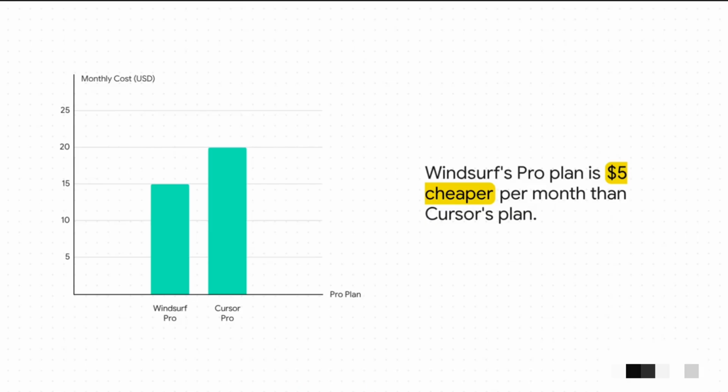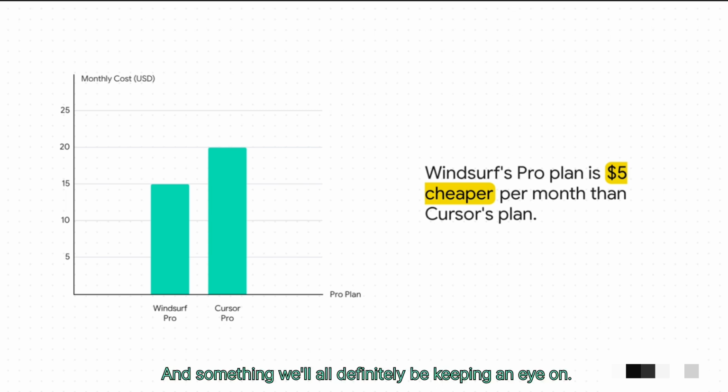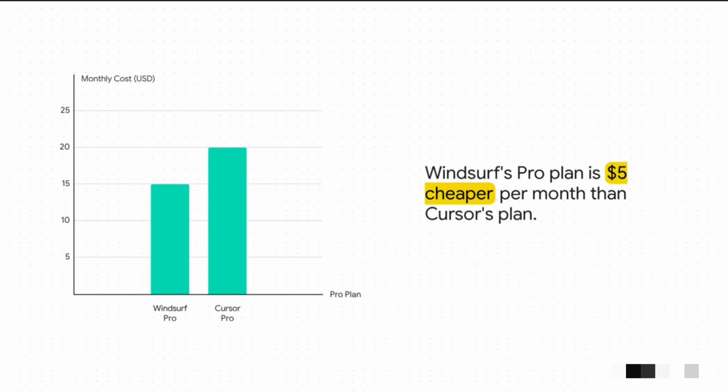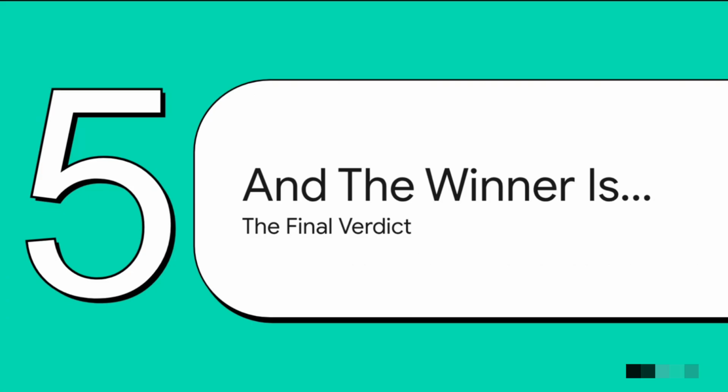But here's the bottom line. It all comes down to the monthly price. Cursor's Pro plan will set you back $20 a month. Windsurf comes in a little cheaper at just $15. Now, that's not a huge difference, but $5 is $5, right? So, on price alone, this round goes to Windsurf for being the more budget-friendly option. So, that's 2 rounds to 1 for Windsurf. It seems like we have a clear winner, right?